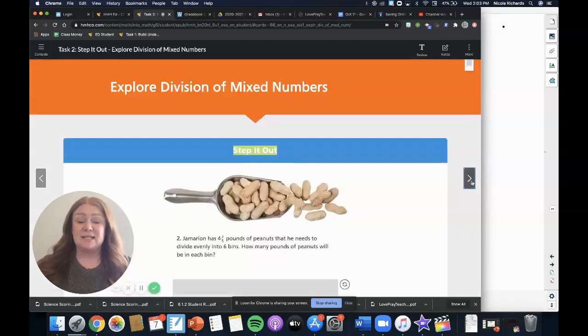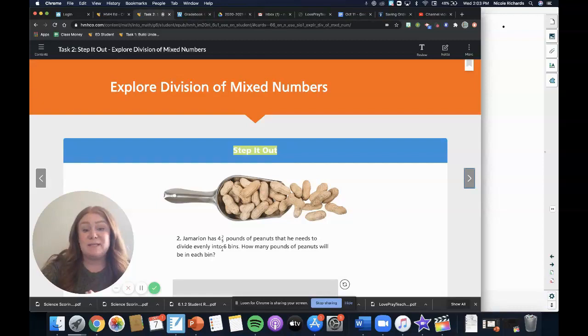Okay, task 2. So Jamarian has 4 2/5 pounds of peanuts that he needs to divide evenly into 6 bins. So right here it's telling me we're dividing into even groups. So I know I need to divide how many pounds of peanuts will be in each bin.